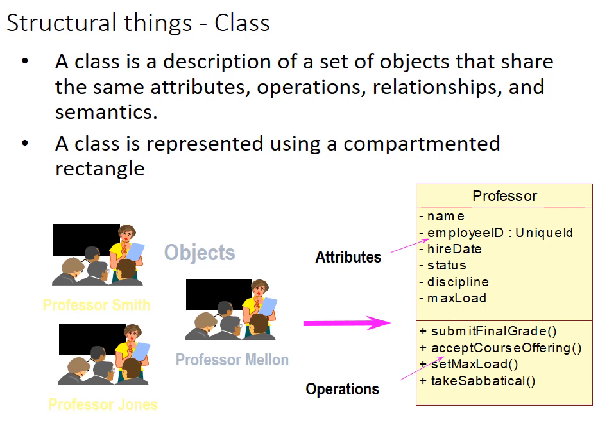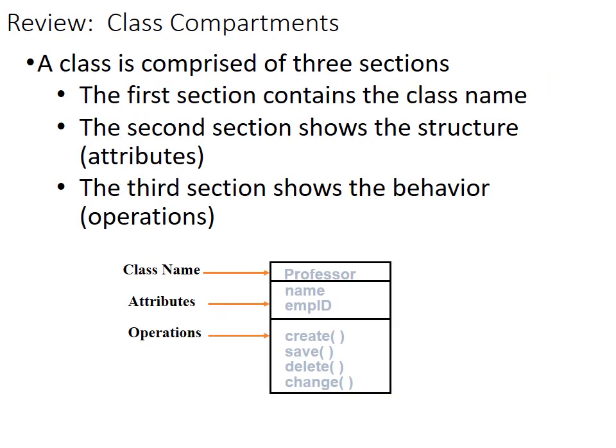These functions, or in Java what we call methods, have open and close brackets. So whenever we see open close brackets, that means it is a method, and the plus sign means it's public, minus sign means it's private. So I have a function called submit final grade, and these four functions are included in the use case diagram. See here: create, save, delete, change, those are functions. Attributes are name and employee ID.